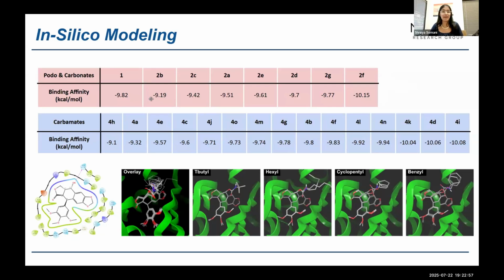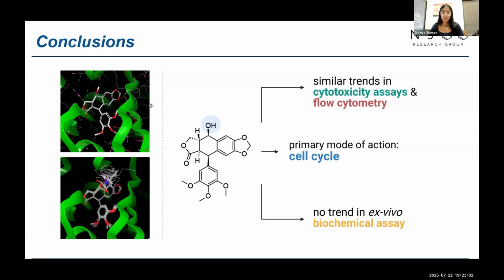So now that we completed our in vitro, ex vitro, and in silico experiments, we were able to draw a few conclusions from our work. One of the most important things that we observed was that in silico, the substituent that we added on the C4 position did not change how the compound would bind to the beta tubulin interface. That was incredibly important for us as we began to draw conclusions from our experiments because it showed that regardless of what we would add on the C4 position, the binding affinity would remain relatively the same.